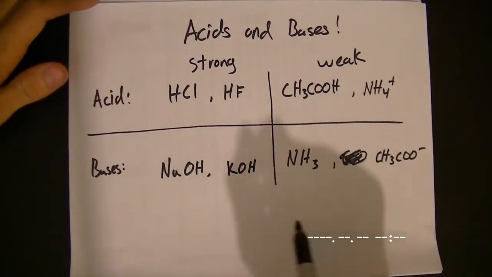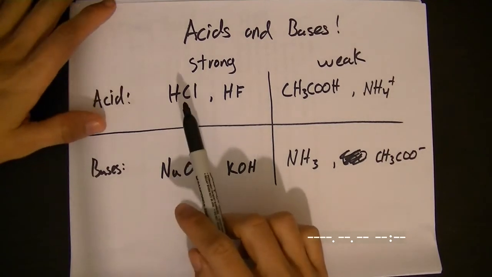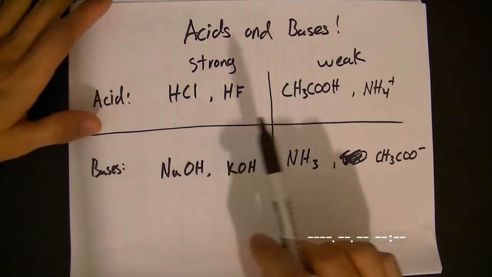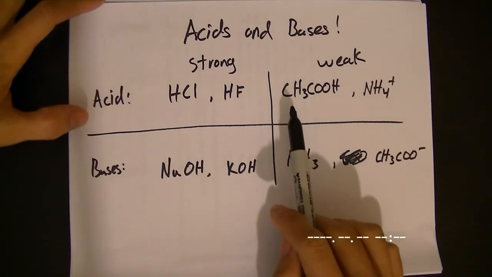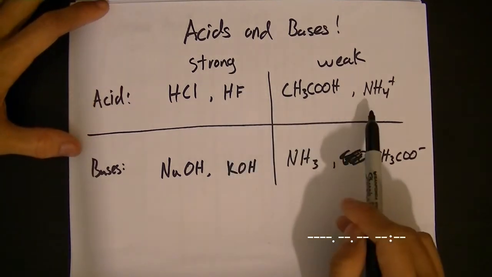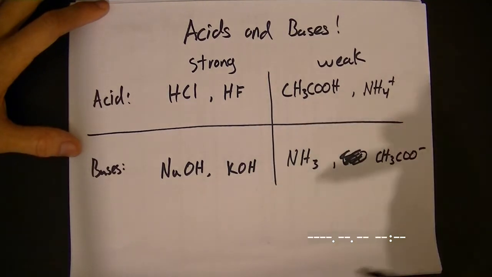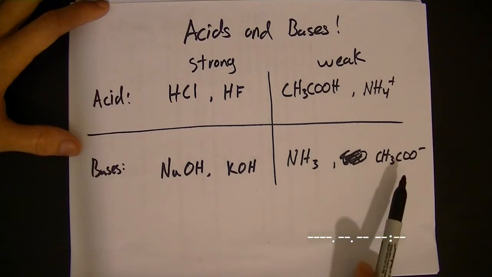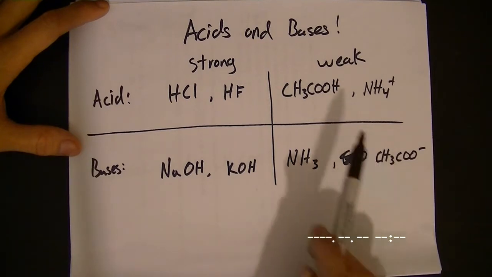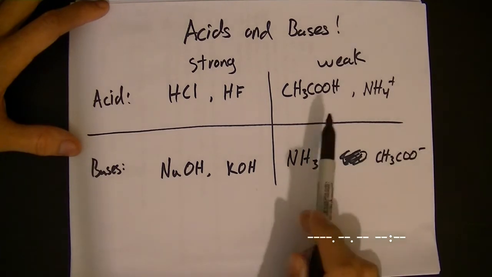Here I have written a few examples of acids and bases. Strong acids you might have worked with: HCl, we've definitely worked with that before. Acetic acid, a lot of you are recognizing that that is from vinegar. Ammonium. Here we have NaOH, we've definitely worked with that before, and KOH. Ammonia, that is a weak base, and the acetate ion. A lot of you are noticing, well, hey, the acetate ion is just acetic acid without the hydrogen.